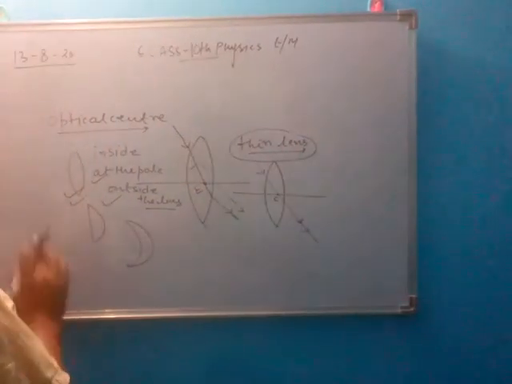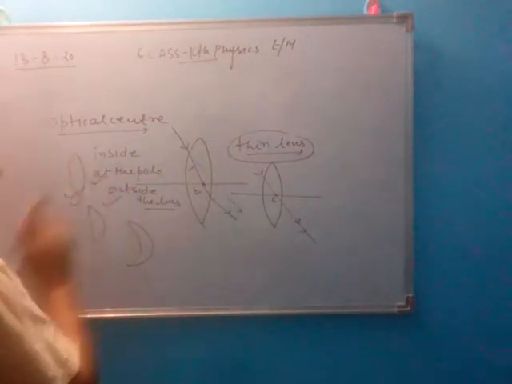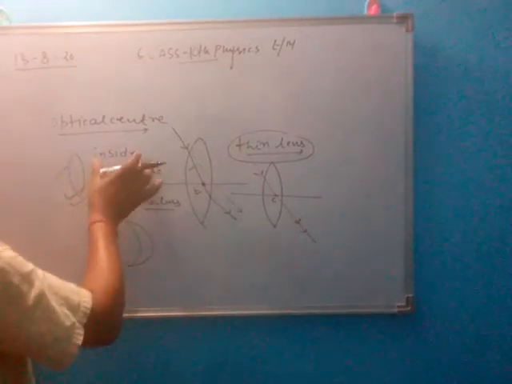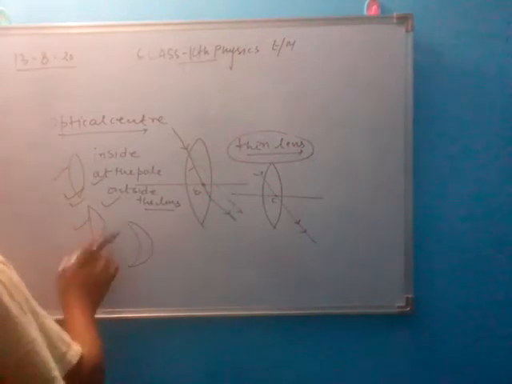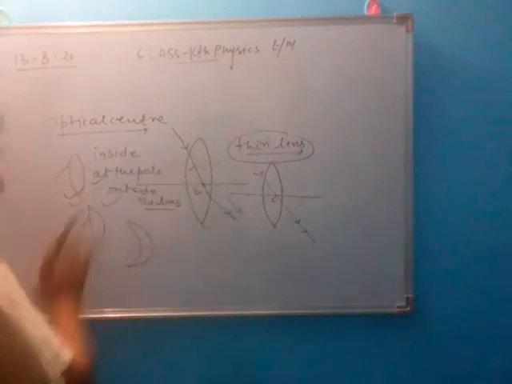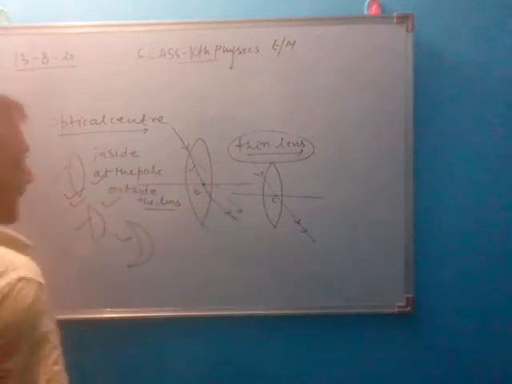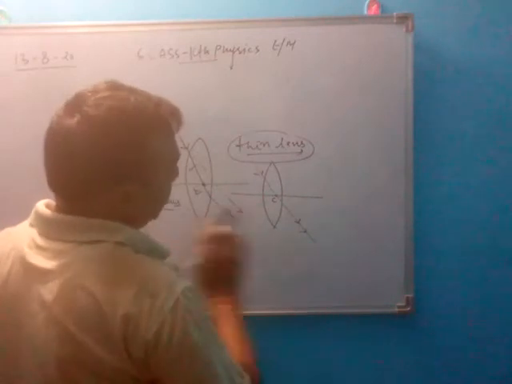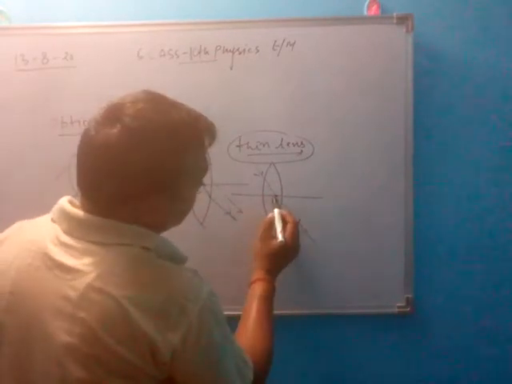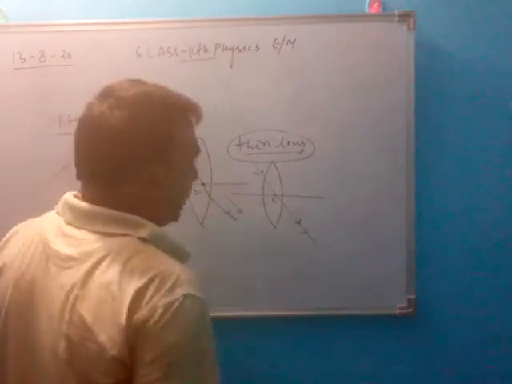But the optical center may be inside the lens, at the pole, or outside the lens. In this type of lens, it may be inside the lens. In this type of lens, it may be at the pole. In this type of lens, it may be outside the lens. But for thin lenses, the optical center is at the midpoint of the lens.